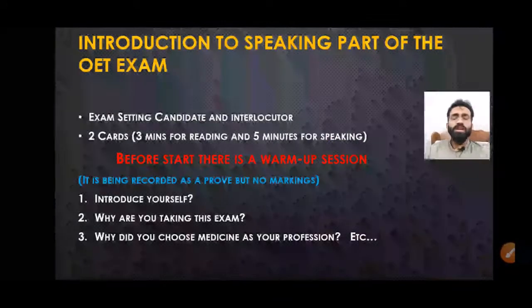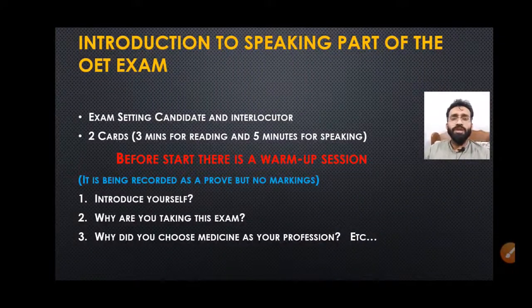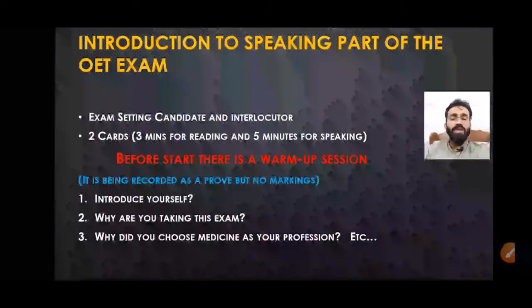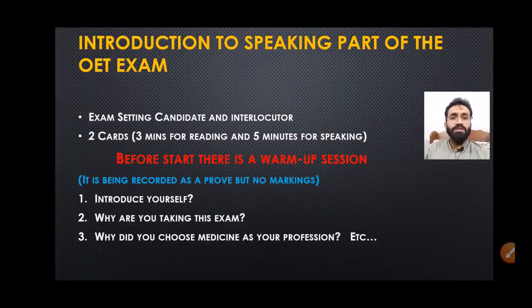Everyone knows there will be 2 role play cards in the speaking subtest, and you will be given 3 minutes for reading the card, and then in the 5 minutes you will have to speak according to the task given in the card.